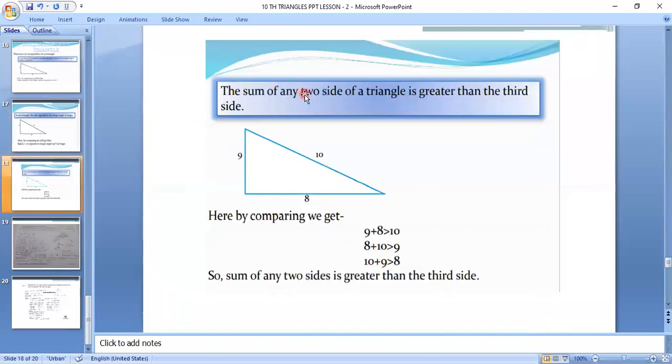And the sum of any two sides of a triangle is greater than the third side. According to Pythagoras theorem, the sum of the squares of these two sides is equal to the square of the third side. Here by comparing, 9 plus 8 is greater than 10, 8 plus 10 is greater than 9, 10 plus 9 is greater than 8. So the sum of any two sides is greater than the third side.